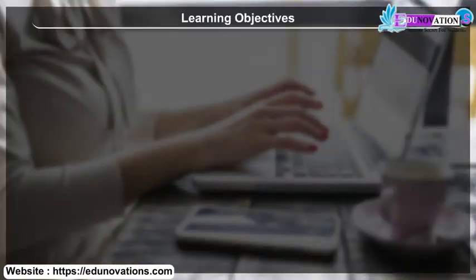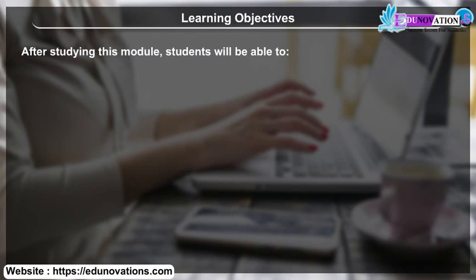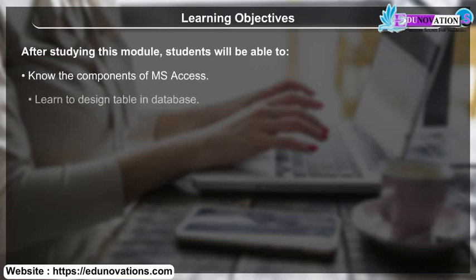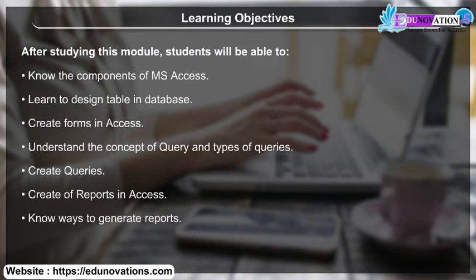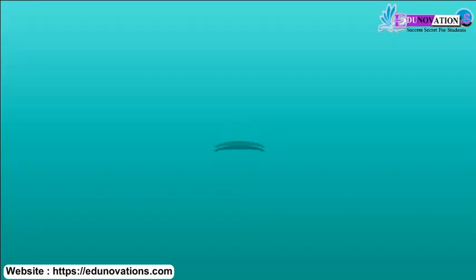Learning objectives. After studying this module, students will be able to know the components of MS Access, learn to design tables in a database, create forms in Access, understand the concept of query and types of queries, create queries, create reports in Access, know ways to generate reports, and learn different ways to export reports in a database.